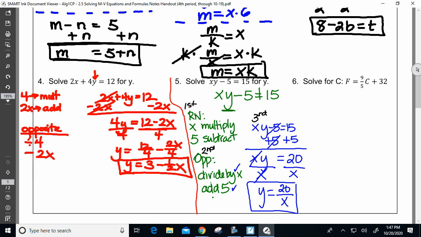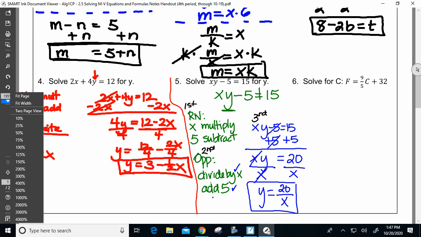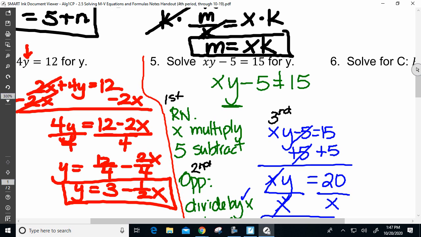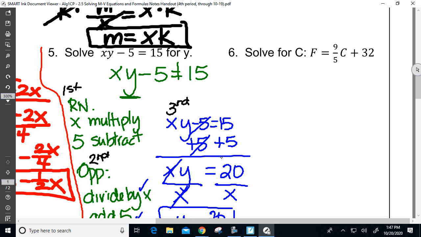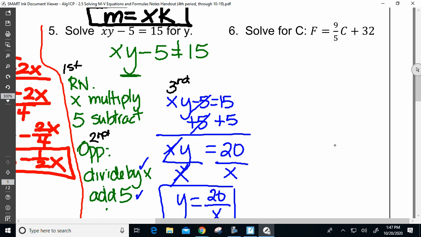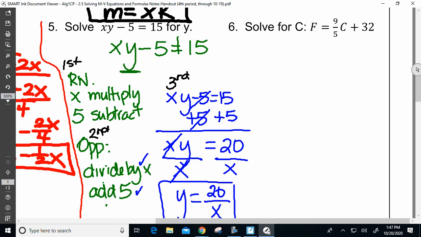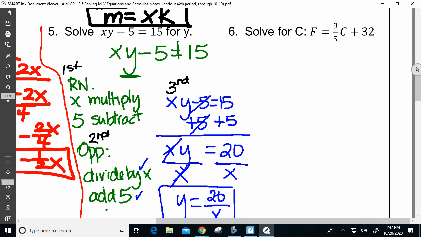Alright, so example 6. We're solving for C. So we want C by itself. F equals 9 over 5 times C plus 32.